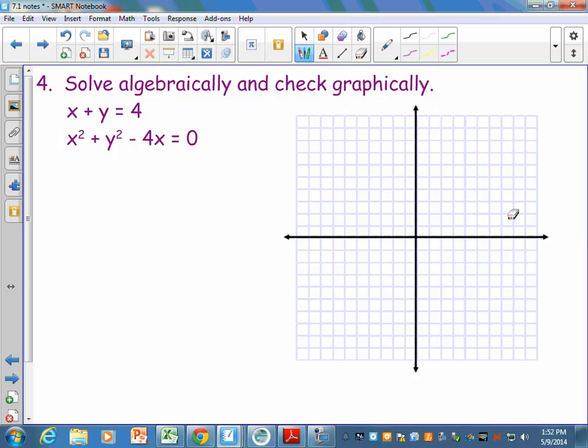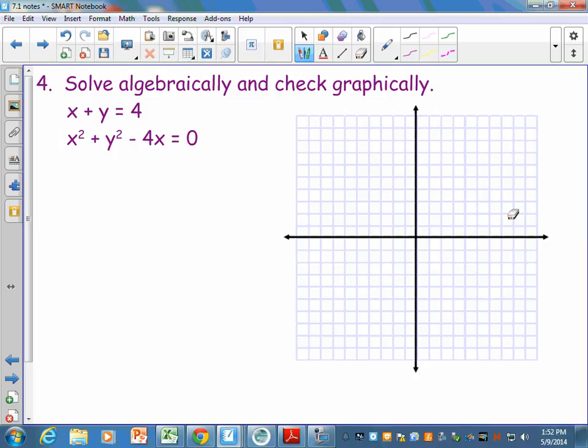Can we do elimination on this problem? No, because if all the letters don't match up with another letter, it doesn't help. Even if you try to eliminate the x, you're still going to have an x squared and a y squared, which is not going to be pretty. So if the letters don't match up, you have to do substitution.